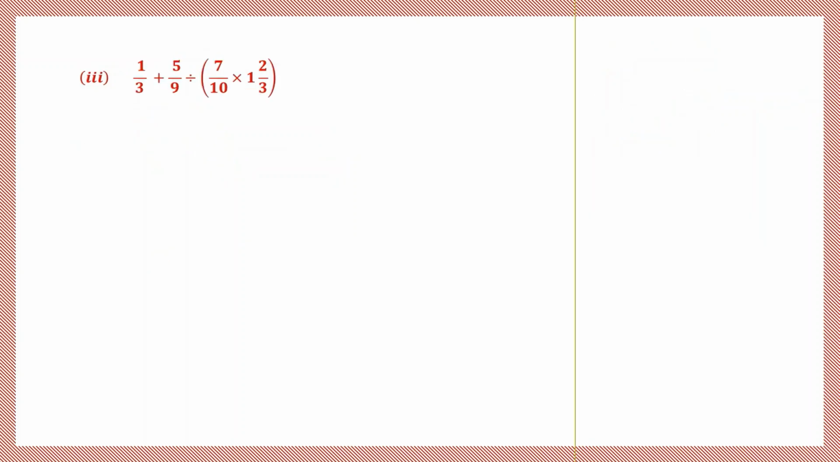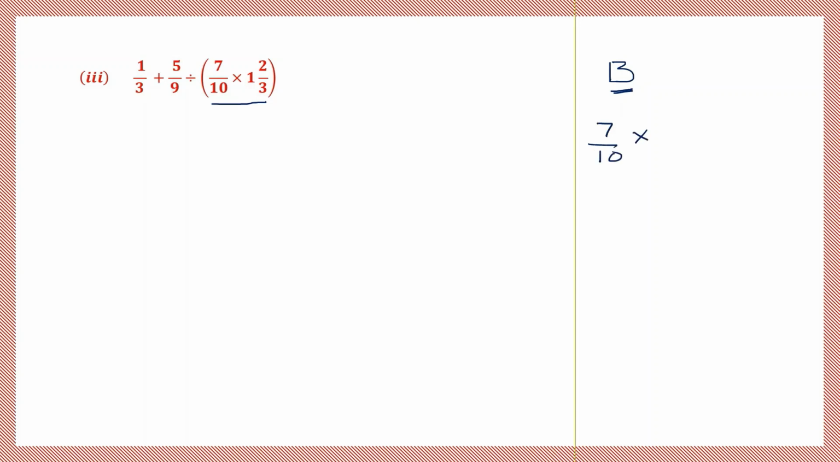Question 3. Now here we have different operations. We have addition, division, we have brackets, we have multiplication. Now according to BODMAS, BODMAS is starting with the letter B. That means we have to do brackets first. So whatever operation we have inside the bracket has to be done before we open it. So let's do that. 7 by 10 into 1 2 by 3.